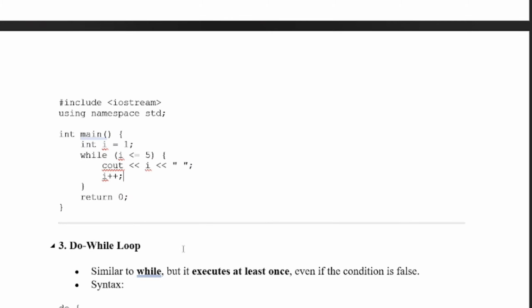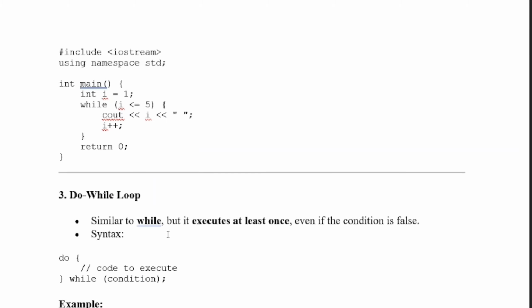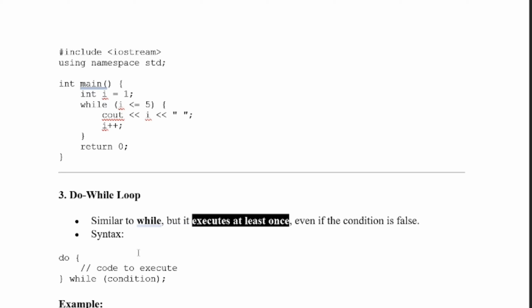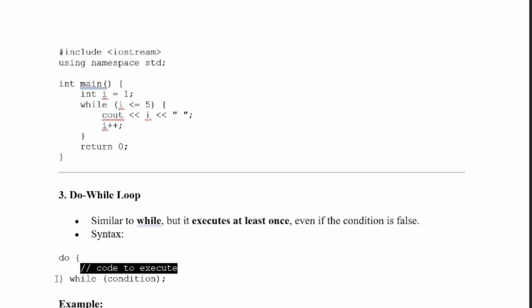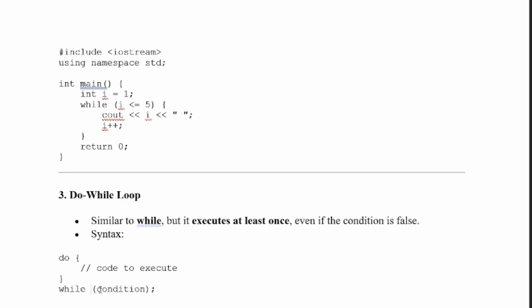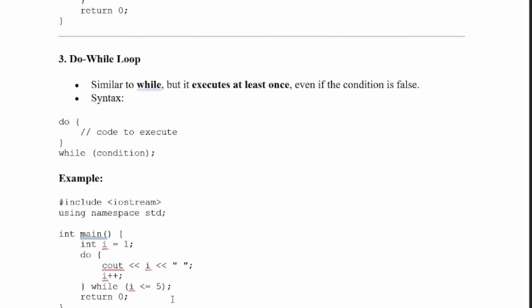The third type is the do while loop. Similar to the while loop, but it is executed at least once. This do while loop executes at least once even if the condition is false. You can see the syntax of the do while loop. First we write do, and this is the code for execution. Then after that we write while and put the condition. You can take an example again.